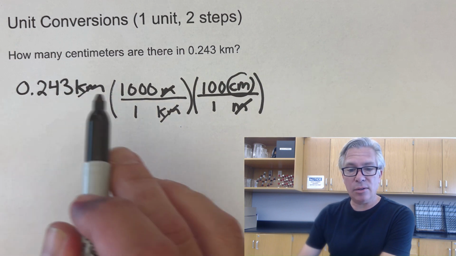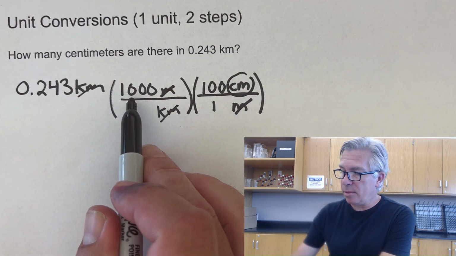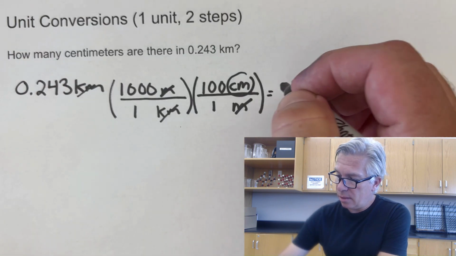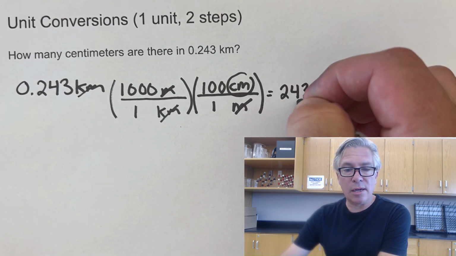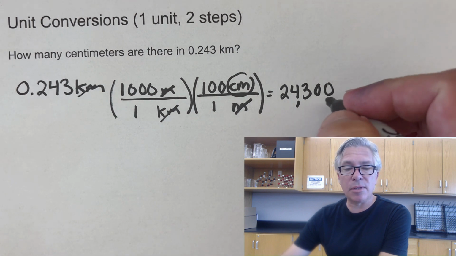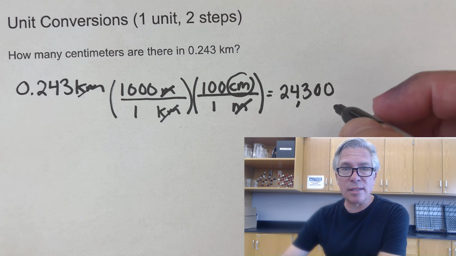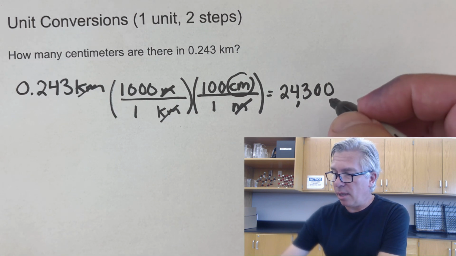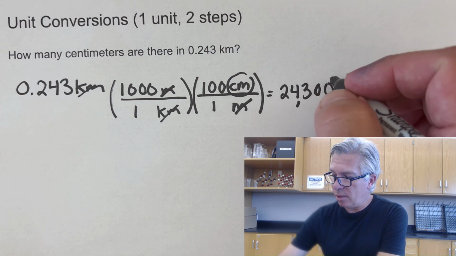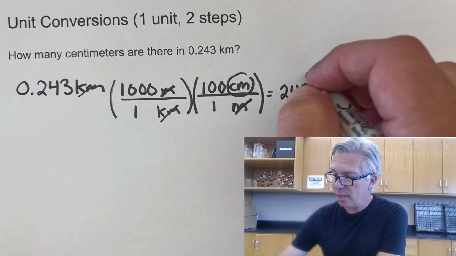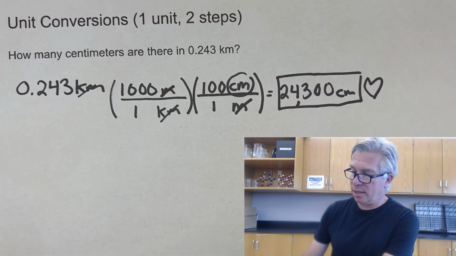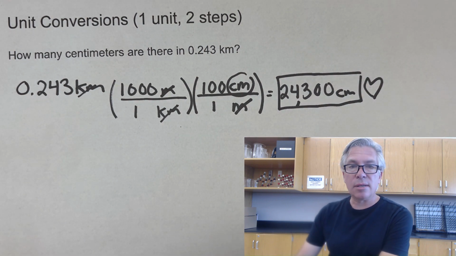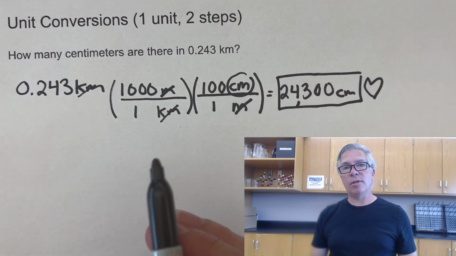0.243 times 1,000, that's 243, times another 100 is 24,300. And I'm just adding another couple of zeros there because I don't know exactly what those numbers are going to be, but I do need the placeholding zeros there. And I'm going to put a unit on it just like that. And of course, a little heart next to it to set it off. And that's a good example of a two-step unit conversion.